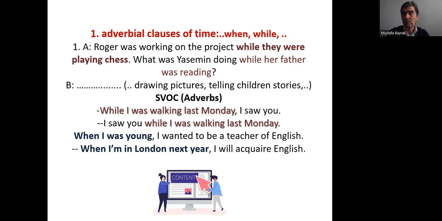This is so practical. When I was young, for example, if we start with the clause, when I was young, I wanted to be a teacher of English. When I am in London next year, I will try to acquire English, which is much better, I think. But to be determined, we can say, I am determined to acquire English next year when I am in London.